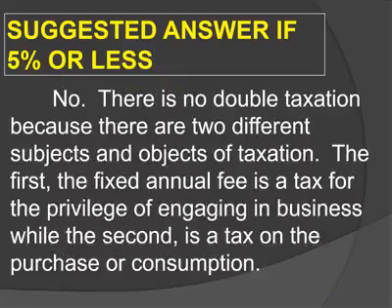Reason briefly. As usual, you have the 5 and the more than 5 rule. No, there is no double taxation because there are two different subjects and objects of taxation. In fact, you're telling the examiner that one of the elements is lacking, and the second is sameness insofar as subjects and objects is concerned. But you must explain. The first, the fixed annual fee, is a tax for the privilege of engaging in business, while the second is a tax on the purchase or consumption.